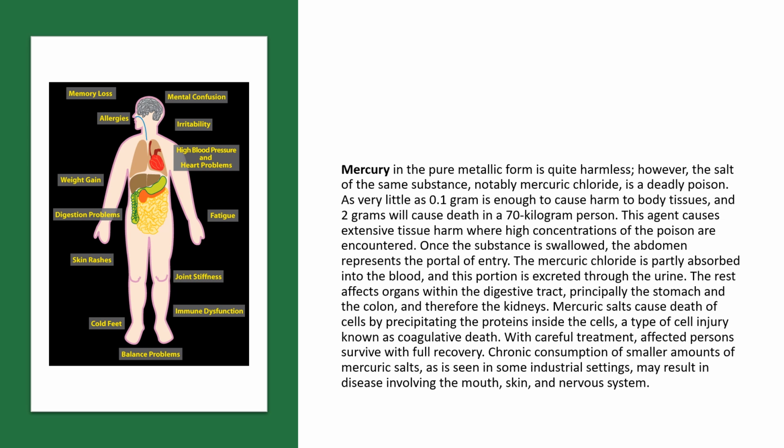The mercuric chloride is partly absorbed in the blood, and this portion is excreted through the urine. The rest affects organs within the digestive tract, principally the stomach and the colon, and also the kidneys. Mercuric salts cause death of cells by precipitating the proteins inside the cells, a type of cell injury known as coagulative death. With careful treatment, affected persons survive with full recovery.